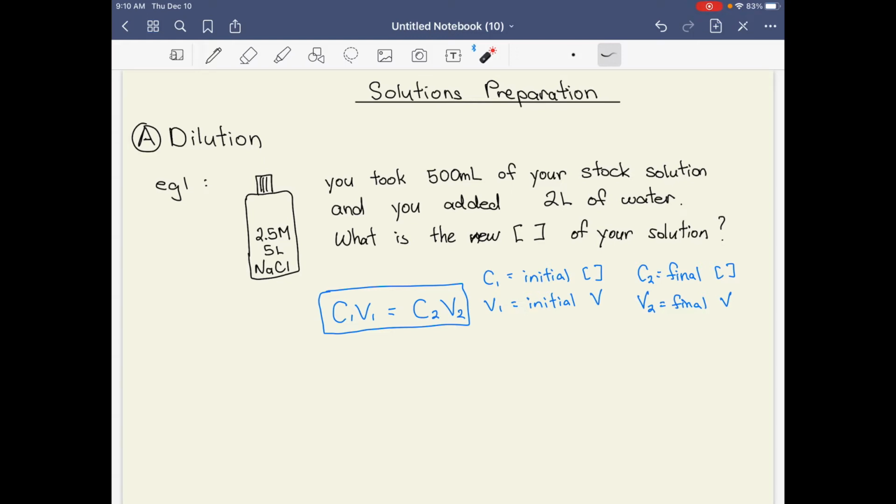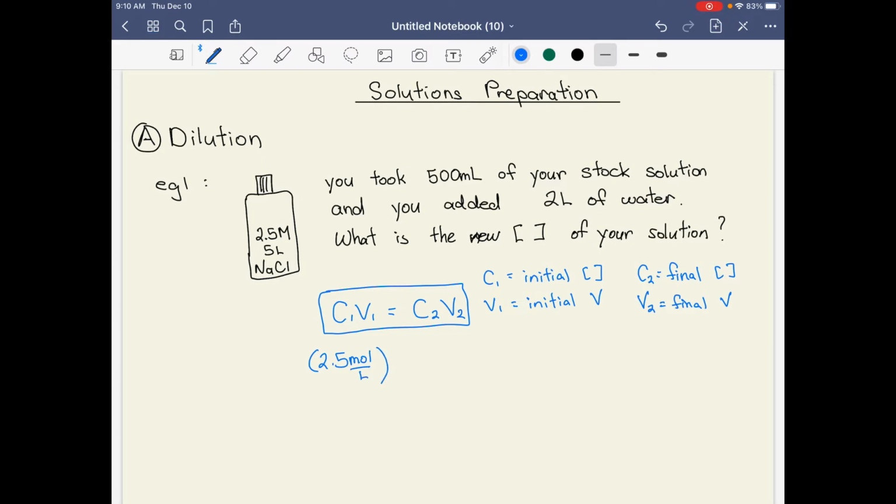Hopefully not with you. All right, let's do this. Let's do the solution here. Let's find out the answer. All right, so initial concentration. Initial concentration obviously is 2.5 moles per liter. Okay, that's the initial concentration.